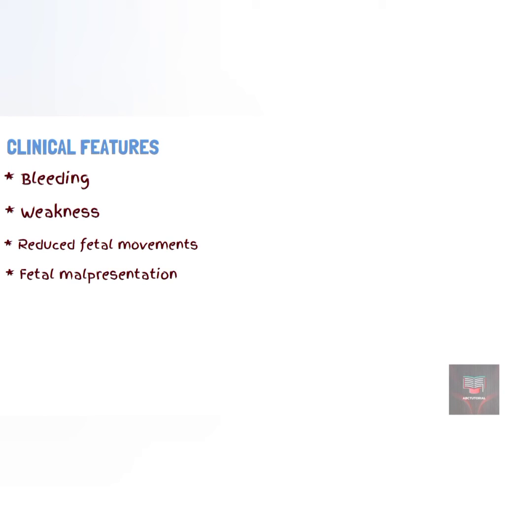Features of antepartum hemorrhage include bleeding, which may be accompanied by pain, especially in cases of placenta abruption, or sometimes it could be painless in cases of placenta previa. Weakness, reduced fetal movement, abnormal presentation of the fetus, and also there may be associated signs of fetal distress.